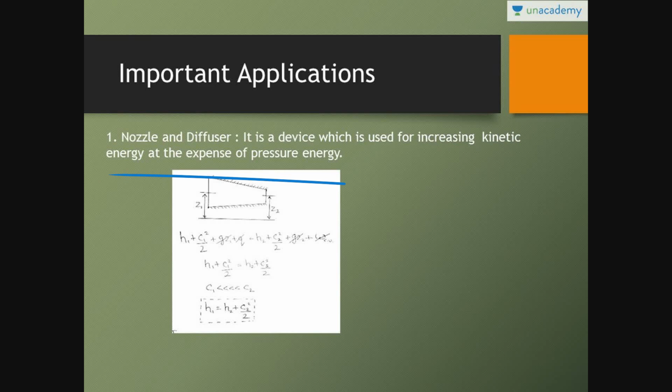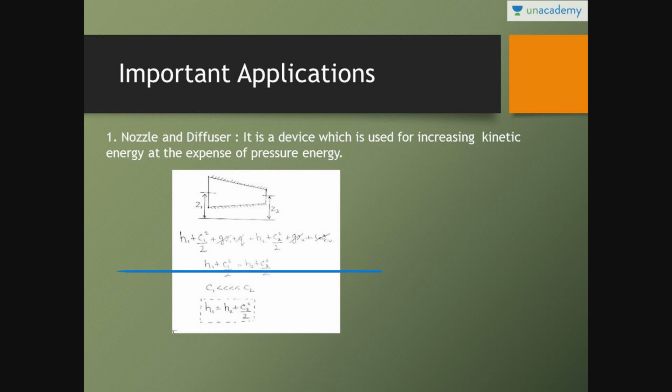Nozzle is used for increasing the kinetic energy at the expense of pressure energy, and diffuser is used for increasing the pressure energy at the expense of kinetic energy. I mean to say that in nozzle kinetic energy is more, in diffuser pressure energy is more. So this is the simple nozzle, and this is the steady flow energy equation.